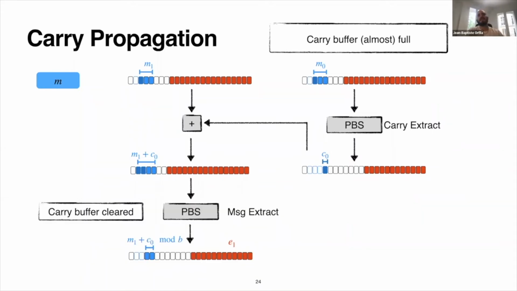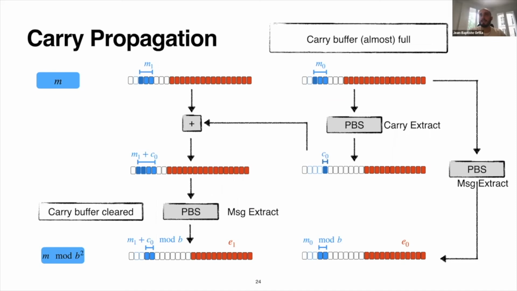Then in this case, since this is the most significant block, the carry can be gotten rid of as easily as just throwing it away, because we know that we are working modulo the square. So this does not have any impact on the correctness of the computation. We get rid of the carry, and then we do the same thing with the least significant block. In the end, we get messages with clear carry buffers, and we still have the correctness.